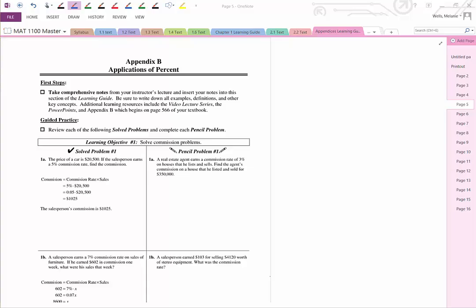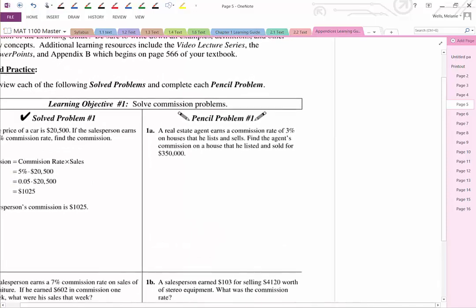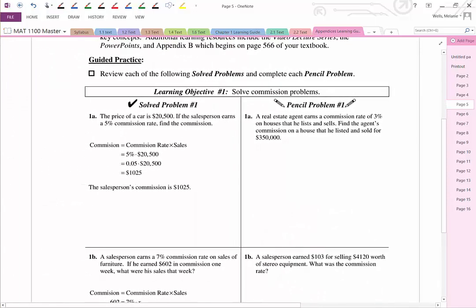In Appendix B, we looked at applications of percent. So let's look at number 1A. It says a real estate agent earns a commission rate of 3% on houses that he lists and sells. Find the agent's commission on a house that he listed and sold for $350,000. We're going to use this same formula.